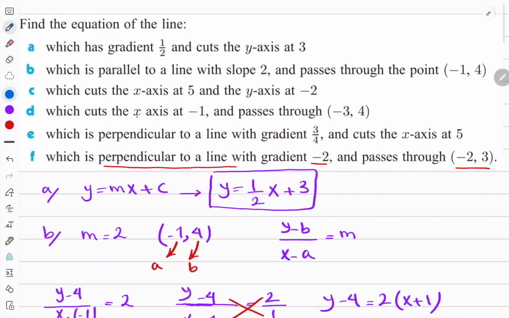So we covered different types of writing the equation of the line using all formulas that you need.